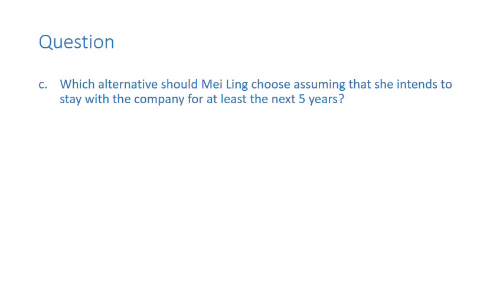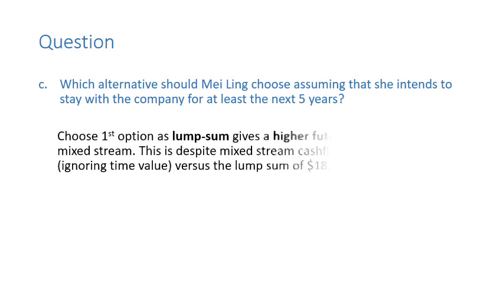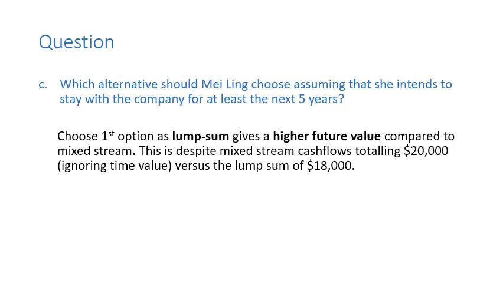Which alternative should Mei Ling choose, assuming that she intends to stay with the company for at least the next 5 years? Choose the first option, as the lump sum gives a higher future value compared to the mixed stream. This is despite the mixed stream cash flow totaling 20k, ignoring time value, versus the lump sum of 18k.